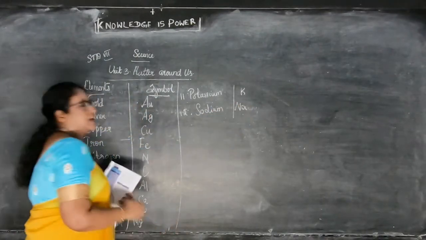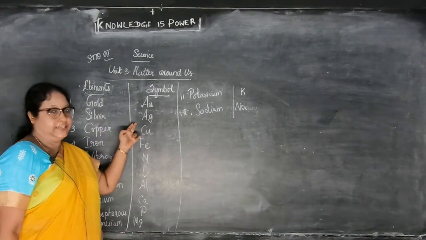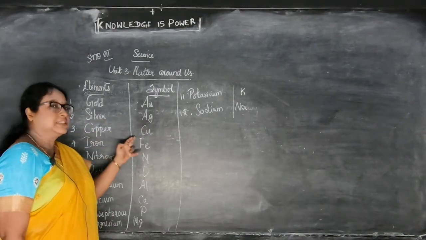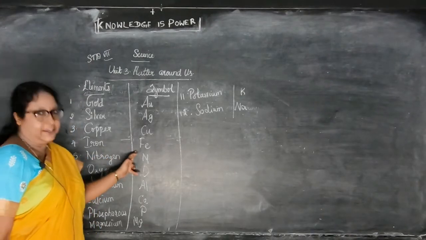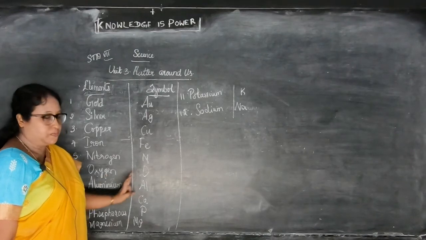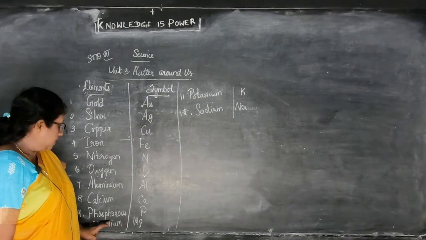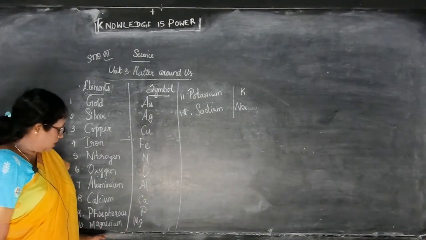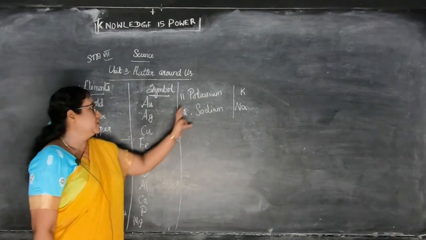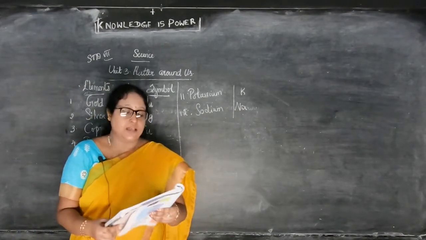Na. Okay, children. So these are the symbols: gold, Au; silver, Ag; copper, Cu; iron, Fe; nitrogen, N; oxygen, O; aluminium, Al; calcium, Ca; phosphorus, P; magnesium, Mg; potassium, K; and sodium, Na. So these are the symbols of the elements.